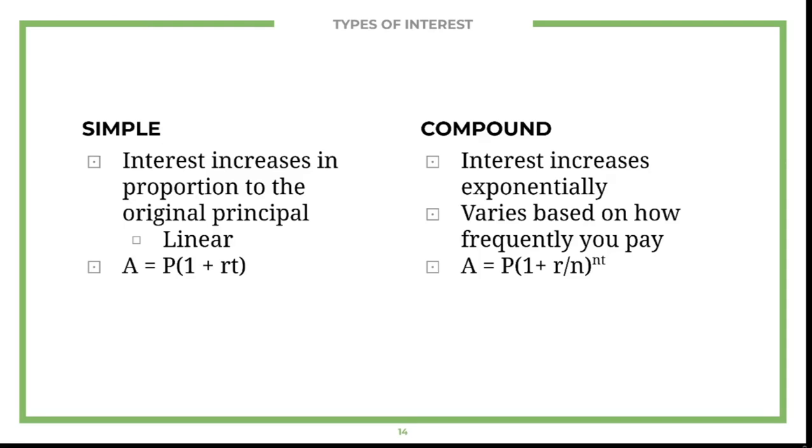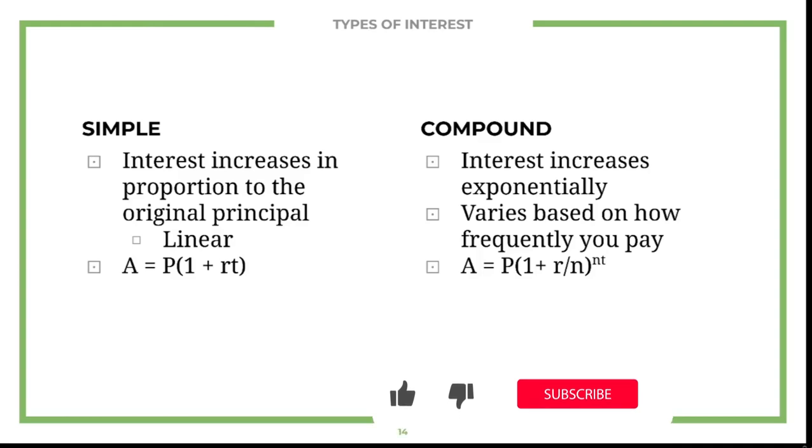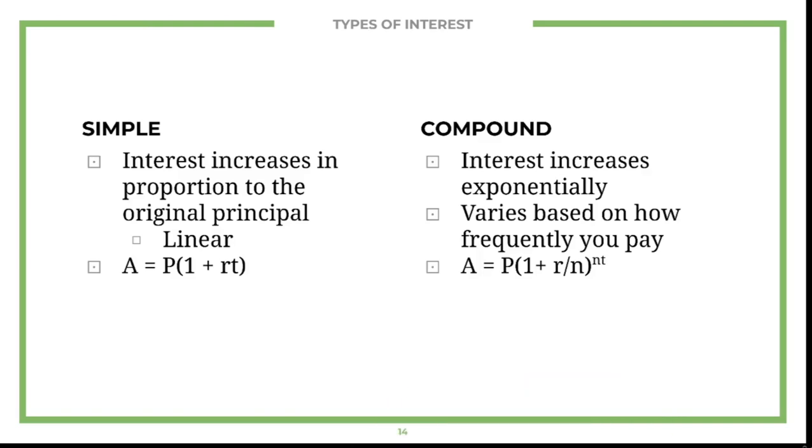And the next kind is called compound interest. In this form of interest, the interest increases exponentially. And as you can tell by the formula, it varies based on how frequently you pay. So this n is representative of how frequently you pay in a given period of time. Usually that given period of time is 1 year. So if n were to equal 2, that means that you're paying your interest semi-annually. And if n were to equal 12, that means you're paying your interest on a monthly basis. And yeah, just like that.